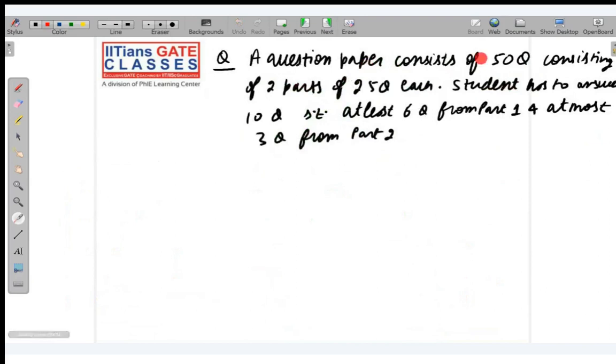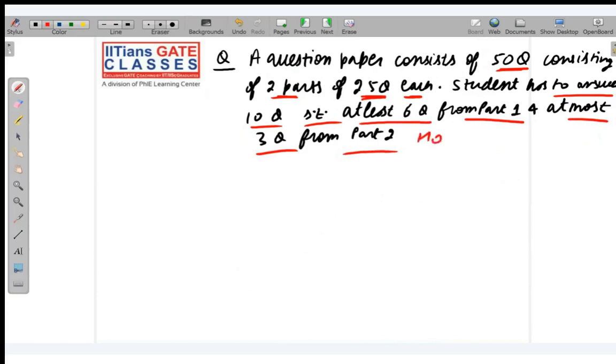Next is a question paper consisting of 50 questions in 2 parts, 25 questions each. Part 1 has 25 questions, part 2 has 25 questions. The student has to answer only 10 questions, so there are lots of choices. From 50, he has to attend only 10 questions, such that at least 6 questions are from part 1 and at most 3 questions from part 2. How many ways? That is the question.